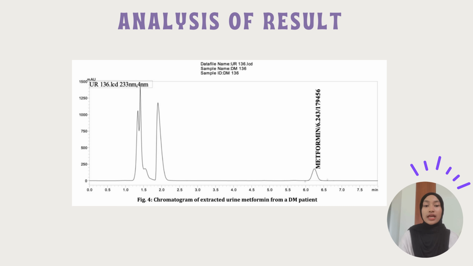Concentration estimation: the height and area under the metformin peak can be used to estimate the concentration of metformin in the urine sample. This requires calibration with a standard curve generated from known concentrations of metformin. The detection wavelength used for this analysis is 233 nm, which is specific to the absorption characteristics of metformin, enhancing its accurate detection.